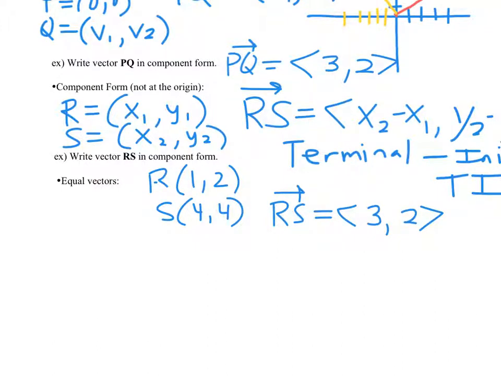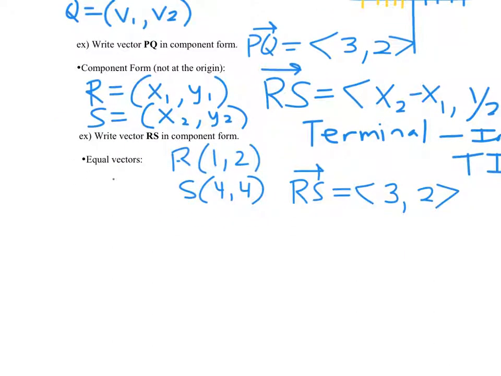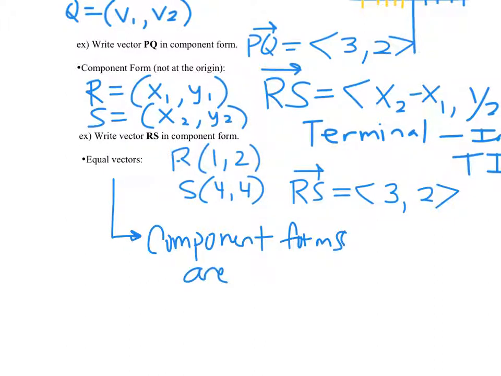And so it says equal vectors right after. Vectors are equal if their component forms are equal. I don't know why I capitalized that, but I did. They're equal, okay? Component forms are equal.